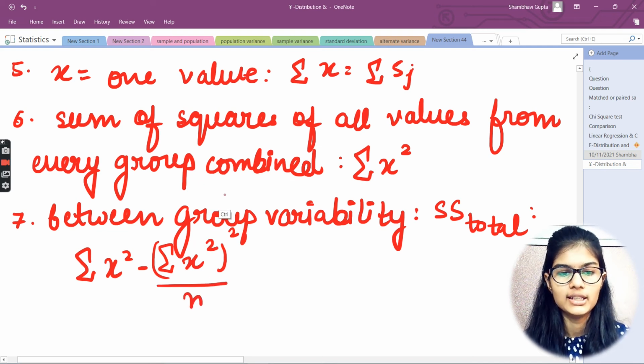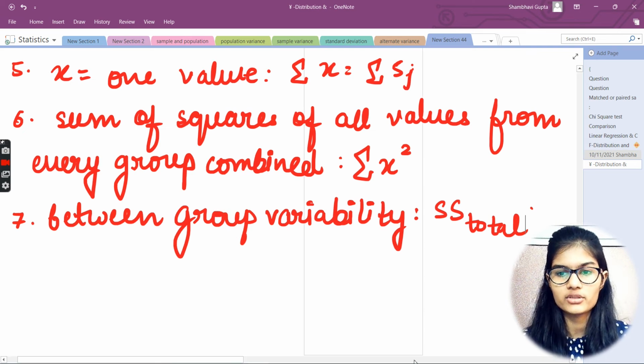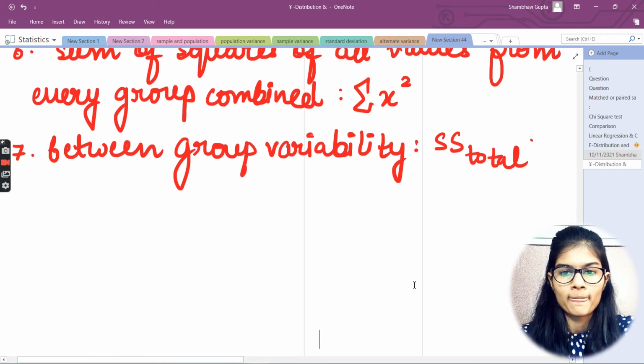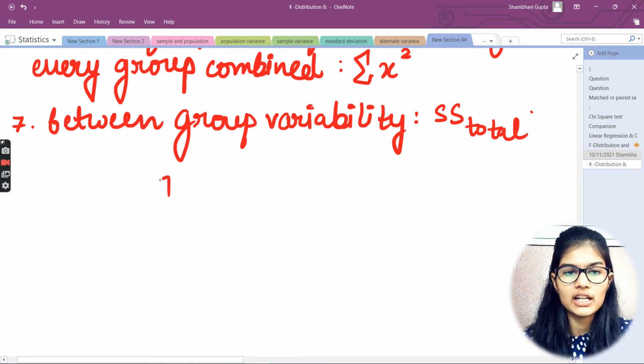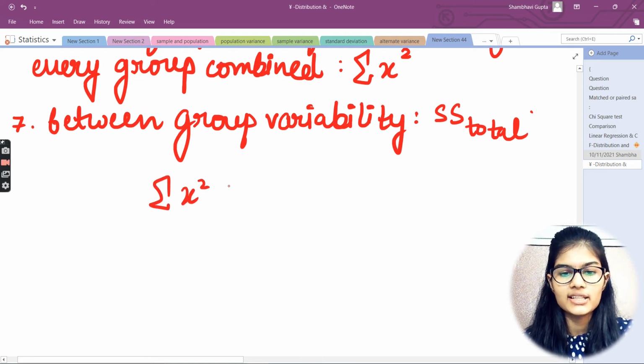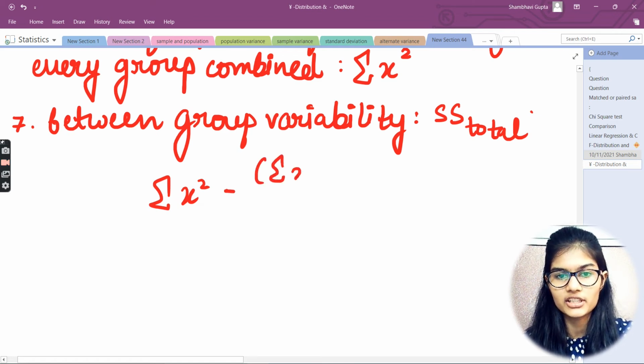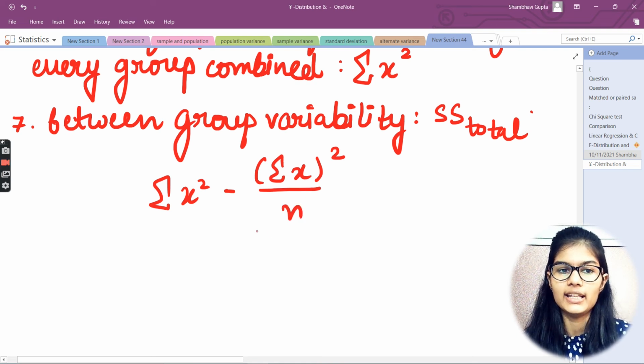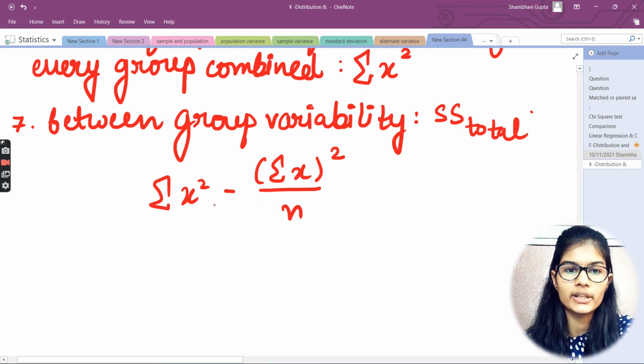One sec. That's too much mess right here, so let me go down and get some space to write. Fine. The formula we have for this is sigma x squared minus, in the bracket, sigma x, and above the bracket a square, divided by n. Now this is the formula which we have for the between group variability.